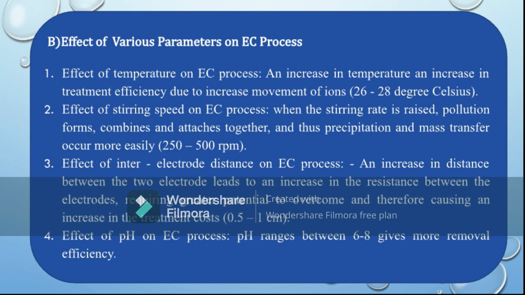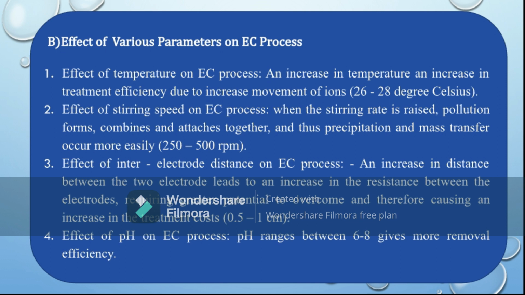Effect of stirring speed on EC process. When the stirring rate is raised, pollutants form flocs, combine and attach together, and thus precipitation and mass transfer occur more easily. Optimum stirring speed is found to be 250 to 500 rpm.